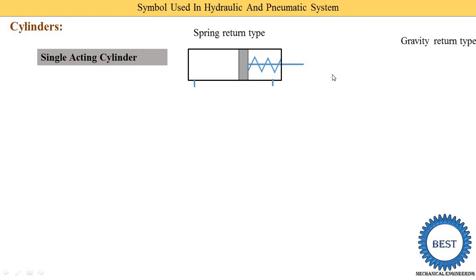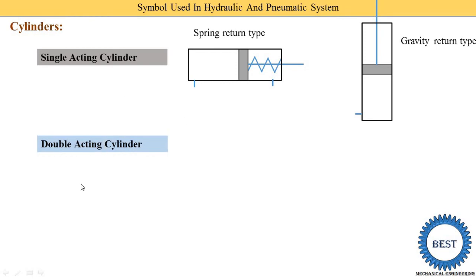The second one is the gravity return type. Gravity return type means it naturally comes in the downward direction due to gravitational force. So in a horizontal cylinder, gravity return is not possible. In a gravity return type we need to draw the cylinder in a vertical direction. So here you see the cylinder is in a vertical direction. Due to the pressure of compressed air or compressed oil, the piston moves in the upward direction, and it naturally moves back downward when the oil is removed from this cylinder. It is called the gravity return type.